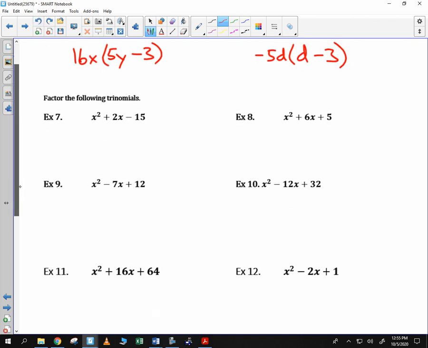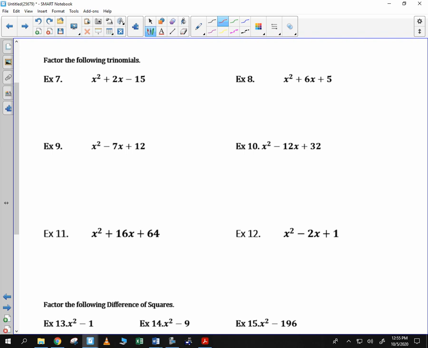So common factor is one way to do it. Another way is to factor trinomials. Trinomials factor very well. Trinomial means that there's three parts. X times x is x squared. I need two numbers that add to 2 that multiply to negative 15. So if you look at your factors of negative 15, say negative 3 and 5, negative 5 and 3, negative 15 and 1, negative 1 and 15. You're looking for ones that add to 2. And so it would be a negative 3 and a positive 5.